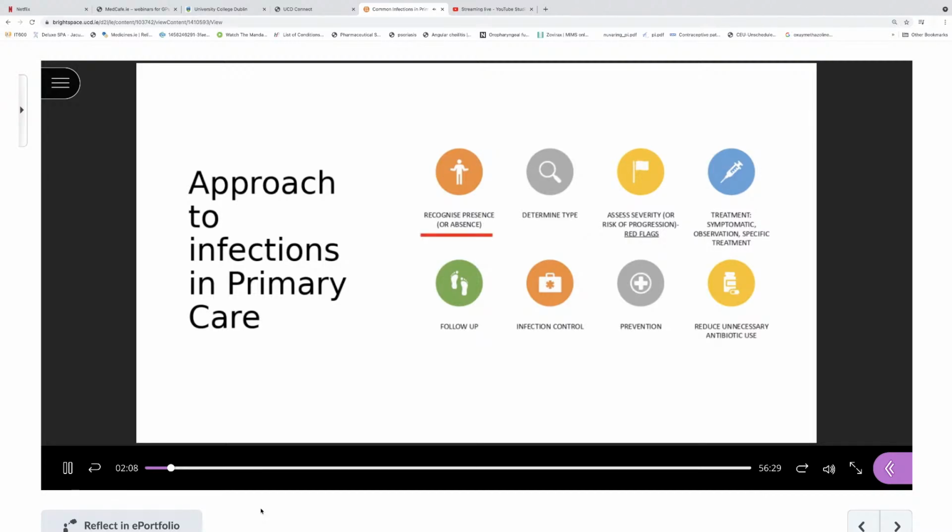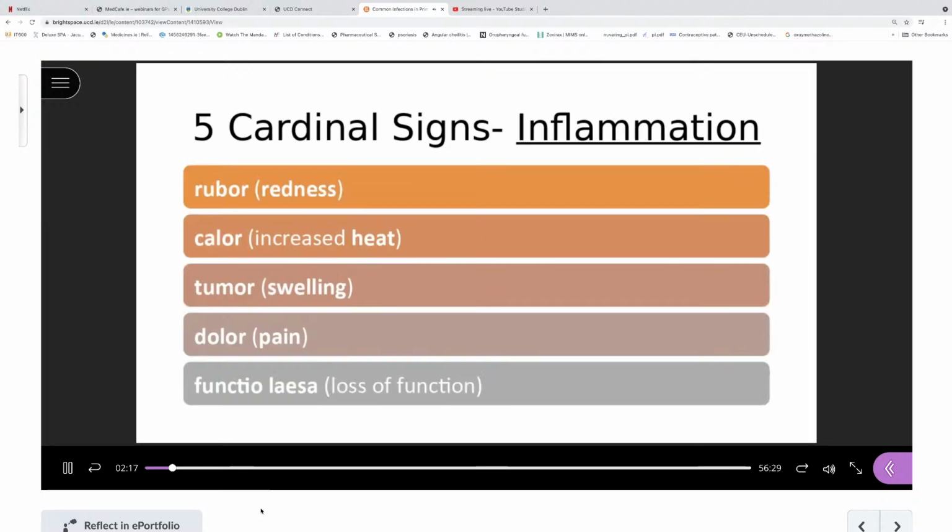So firstly, I'd like to highlight how we recognise the presence of infection, but also to know when there is an absence of infection. Many of you will be familiar with the 5 cardinal signs of inflammation: redness, heat, swelling, pain, and loss of function. It's important to remember these mean inflammation and not necessarily infection. So not everything that's red, hot and swollen is infected. We know -itis means inflammation and not necessarily infection. So we need to be able to distinguish between the two.